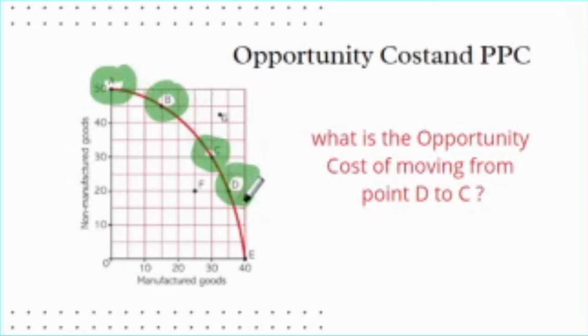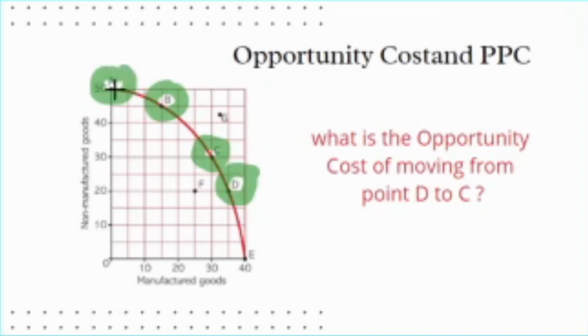In our definition, we learned a PPF can show us different combinations of goods an economy can produce. So if you look at this particular example, what are the combinations this economy can produce? A, B, C or D. How do we calculate opportunity cost using this PPC?